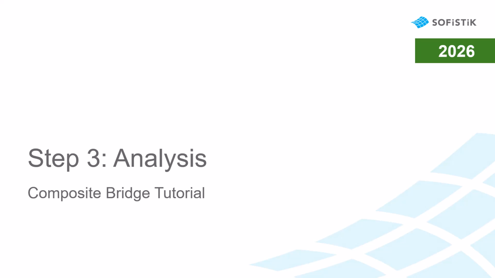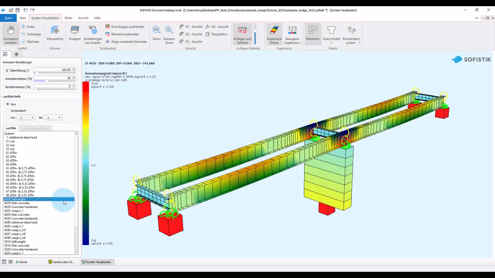In this part of our composite bridge tutorial, we will show how to do the structural analysis for our bridge system. Here we will start by calculating the construction process, and for this purpose I would like first to introduce it. As you can see, in the first construction stage we have only the structural steel parts active and they are subjected to their own self-weight.